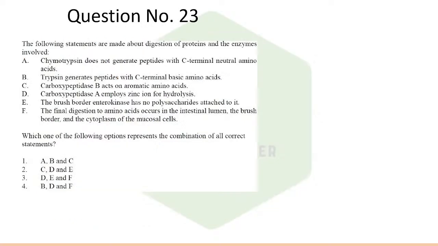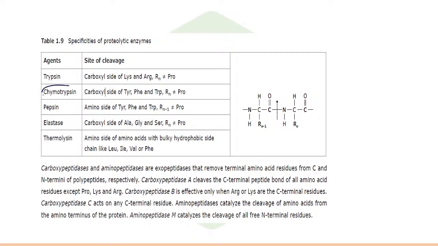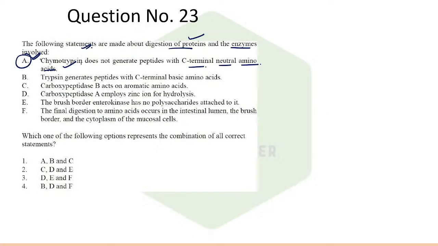Okay, so the question is: the following statements are made about the digestion of the proteins and the enzymes that are involved in it. The first option is chymotrypsin does not generate the peptides with C-terminal neutral amino acids. If you look into the first one, chymotrypsin works with your carboxyl end. Carboxypeptidase and aminopeptidase are exopeptidases that remove the terminal residues from both the C and N terminals. So does this make the first statement correct or incorrect?